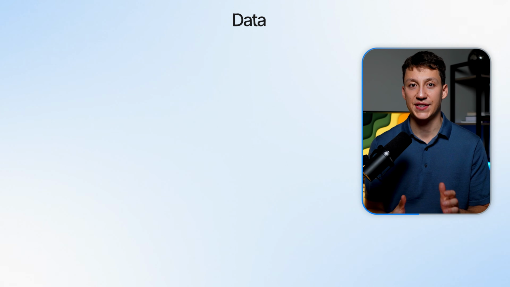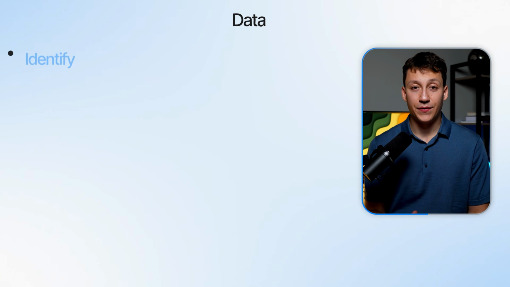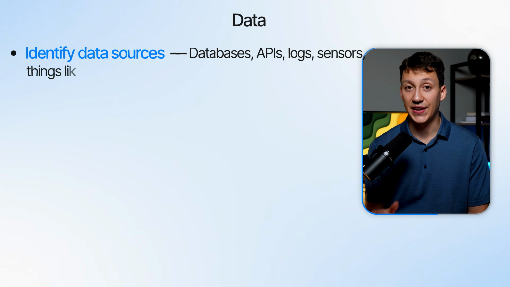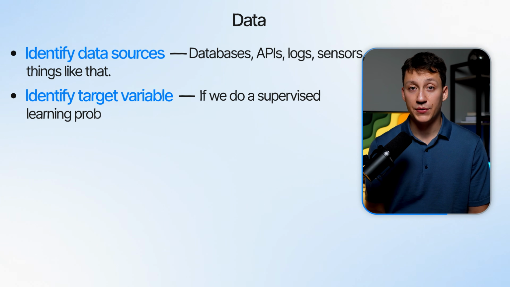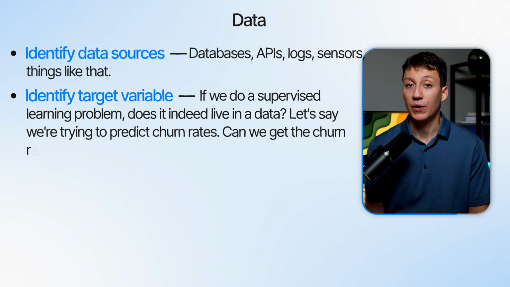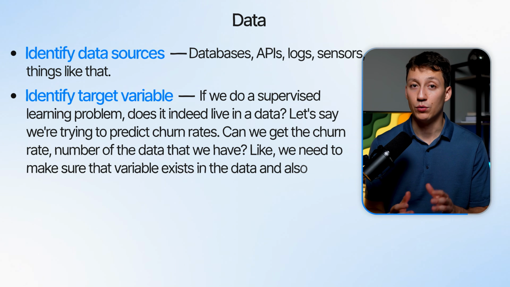After we've understood the business problem, got the metric we want to move, and understood the constraints of our problem, it's now time to look at the data. This step of the framework is all about understanding what data we have, where it lives, and how we can gather it. So we need to identify the data sources, like databases, APIs, logs, sensors, things like that. We then need to see, if we're doing a supervised learning problem, whether our target variable indeed lives in the data. Let's say we're trying to predict churn rates. Can we get the churn rate number out of the data that we have? We need to make sure that variable exists in the data and also try and find it.